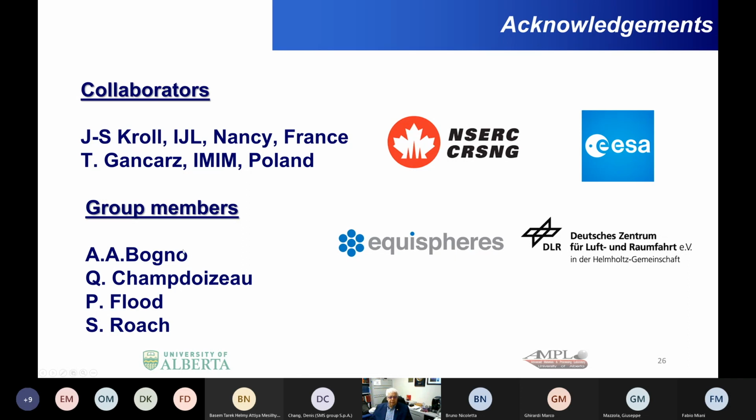And of course, our group members: Steve Roach was the originator and co-inventor of this technique. Aziz Bonio was a research associate and started off as a postdoc. He has since left last March and joined industry. Quentin is currently a PhD student. Pat Flood is a master's student who finished about a year ago.